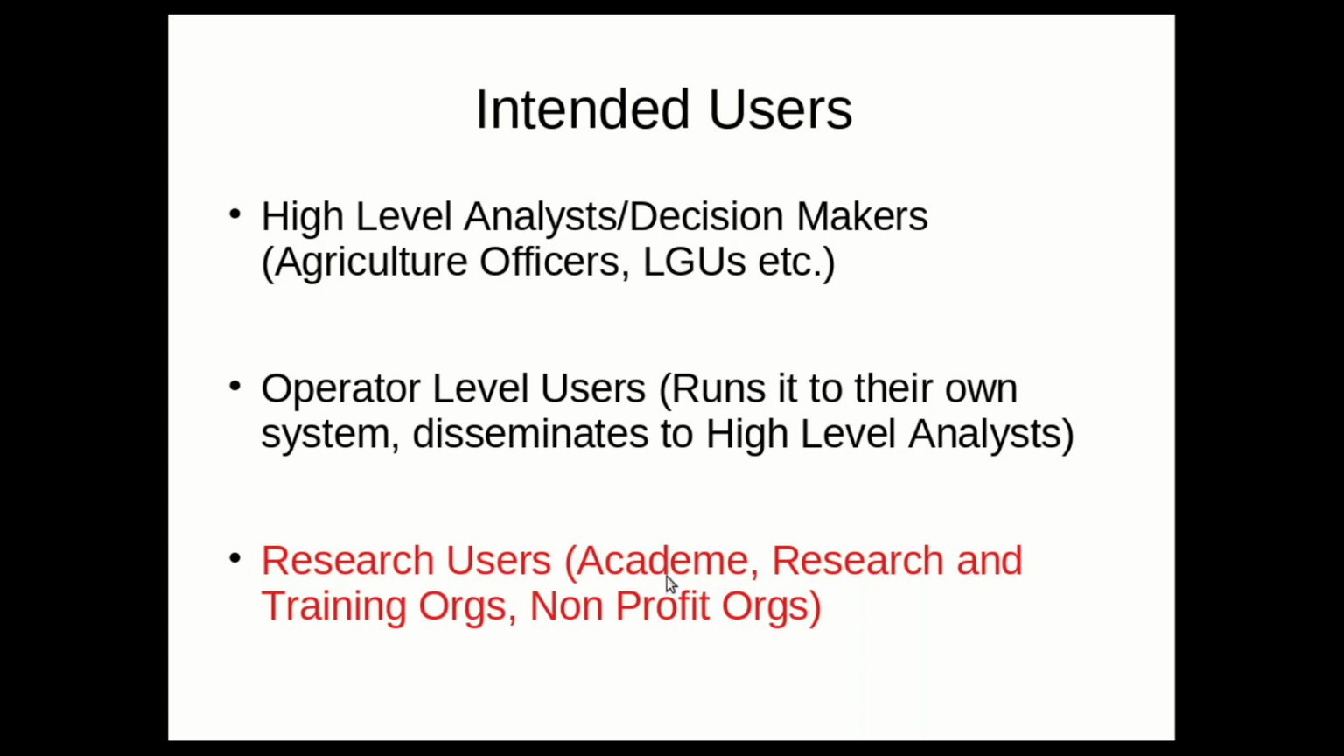So this group comprises the academe, the research and training organizations, and other non-profit organizations. An example is us, ESSC, Environmental Science for Social Change. So most of you, I think, I assume, fall on this category.